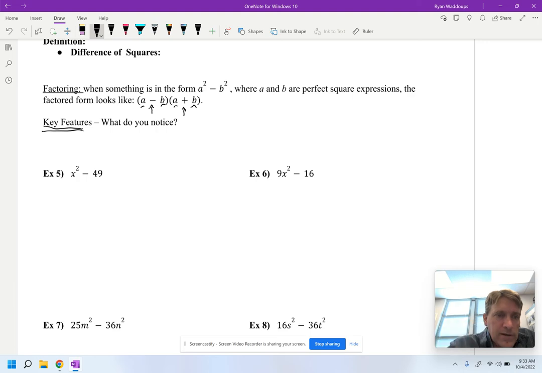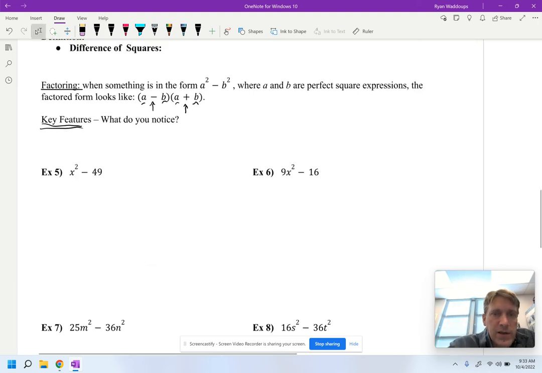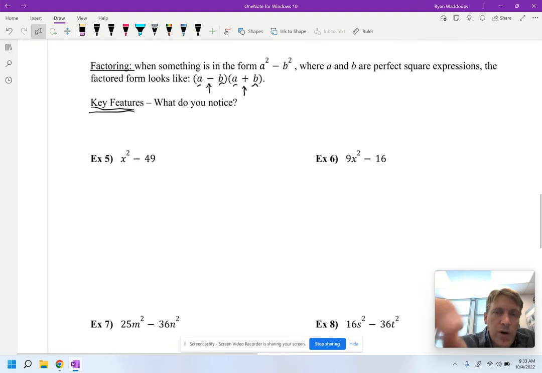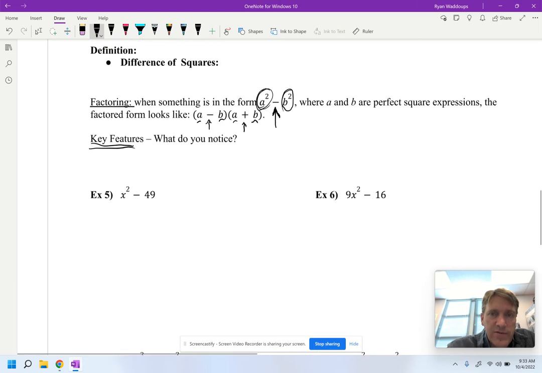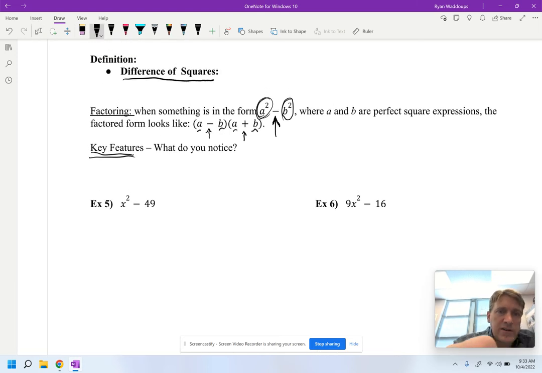All right. So let's notice, oh, and in their squared form, I'm sorry, when they're multiplied together, they're both perfect squares. A squared and b squared are perfect squares, and a difference means subtract. And so you have a difference of squares. That's why we call it a difference of squares.